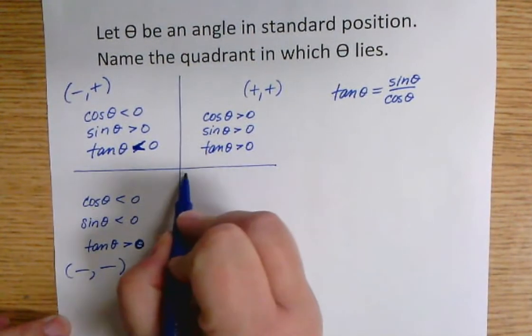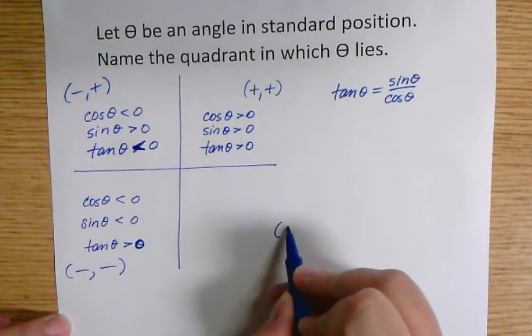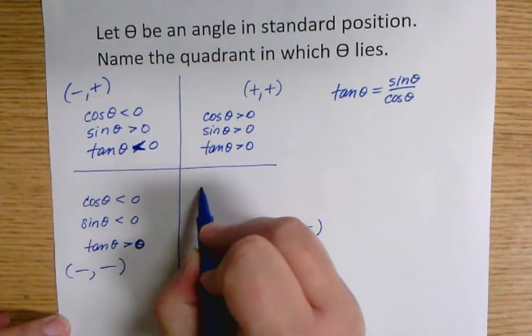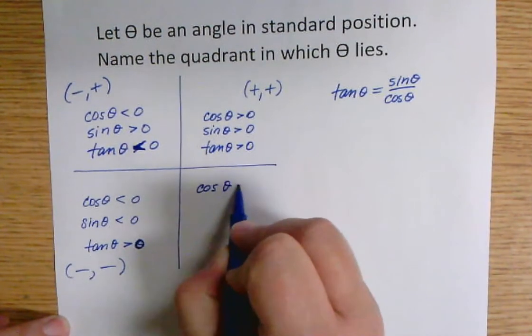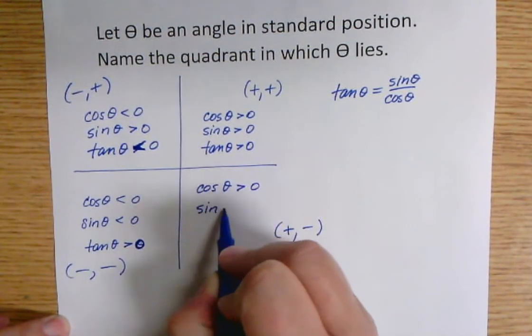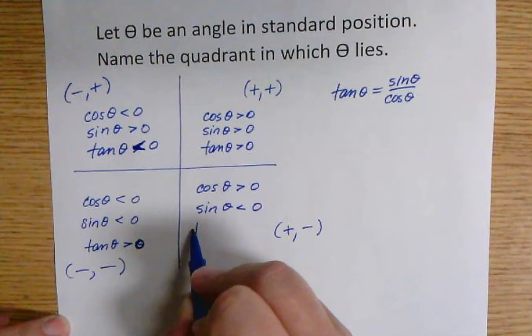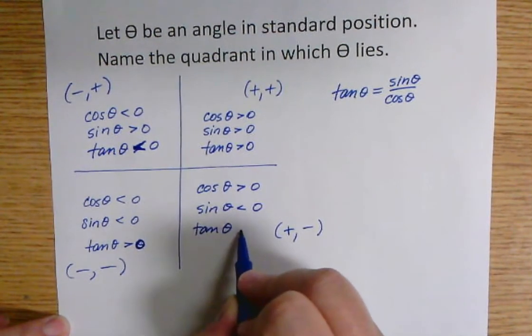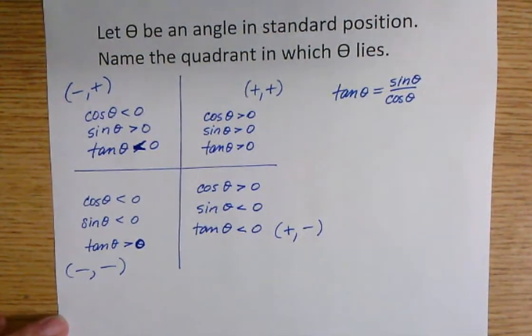Finally, fourth quadrant, we're going right and down. So positive, then negative. So cosine is positive. Sine is negative. And the tan, since it's mixing positive and negative, is also negative.